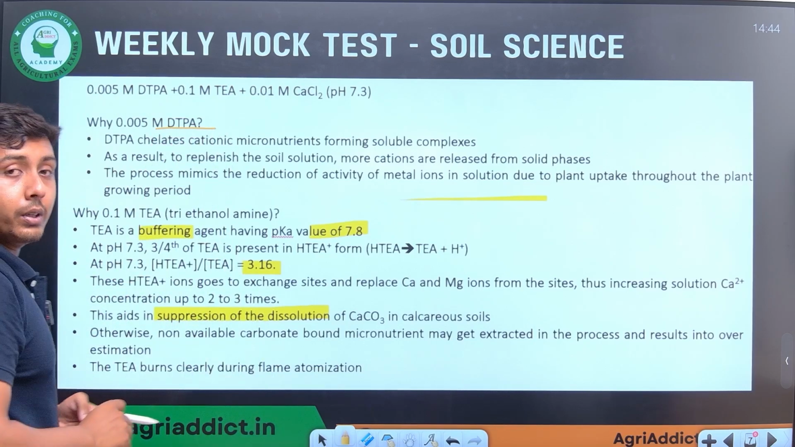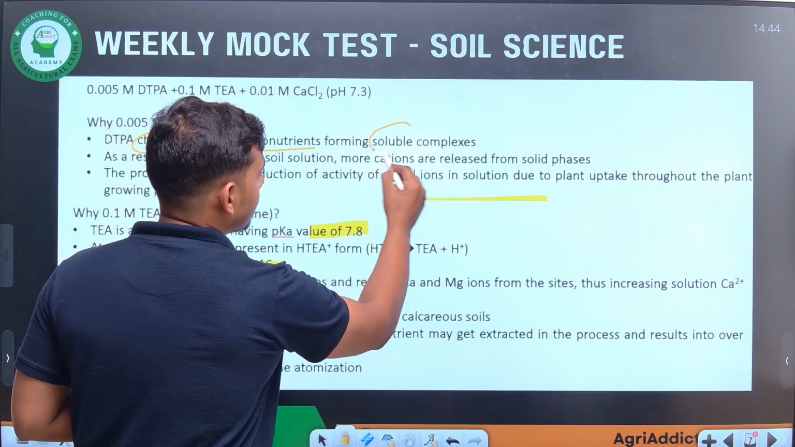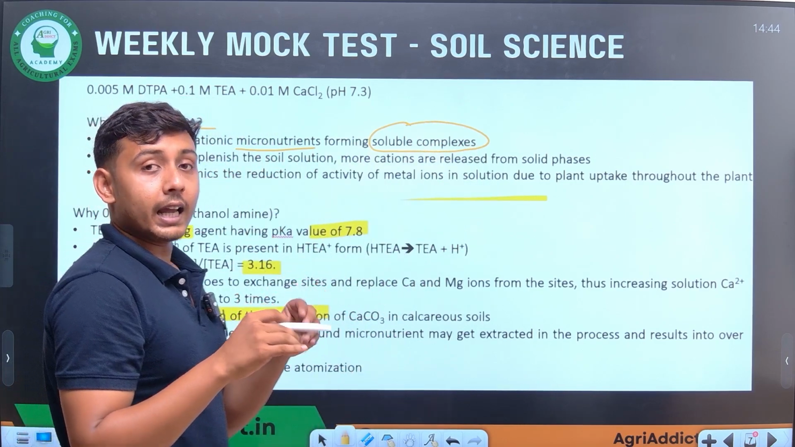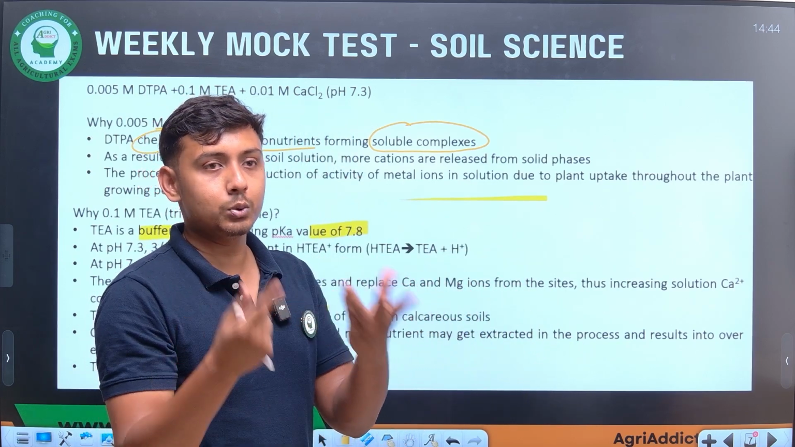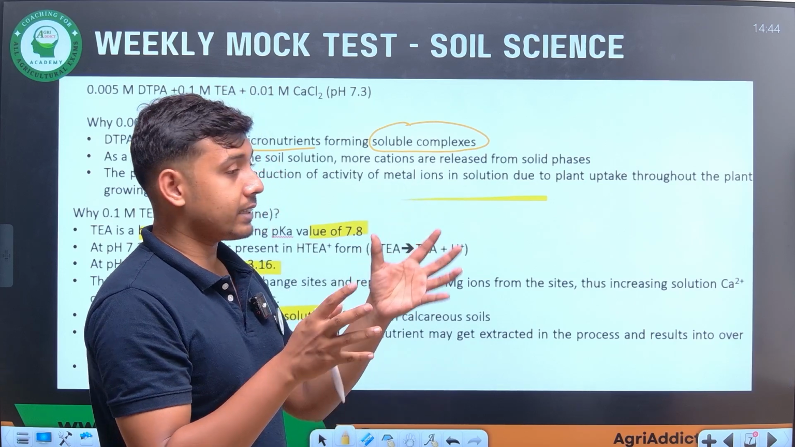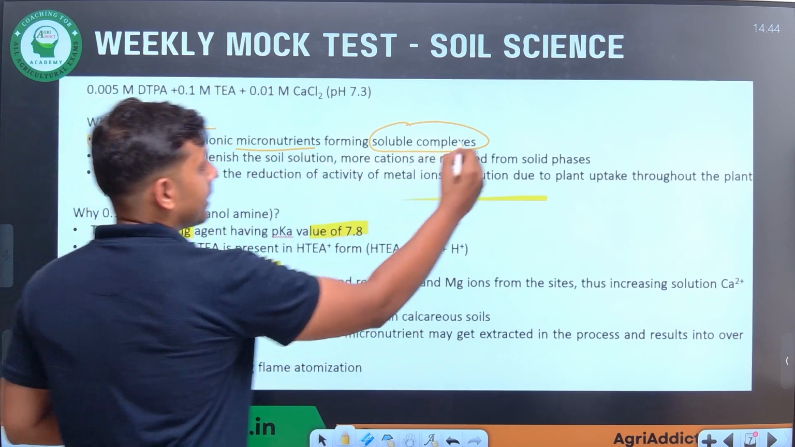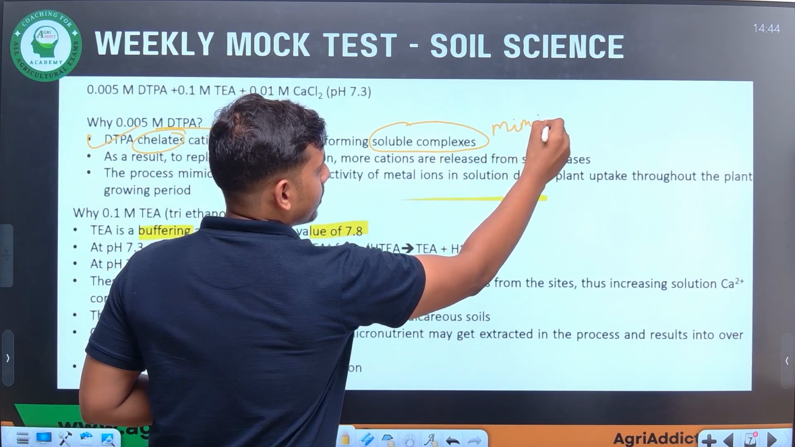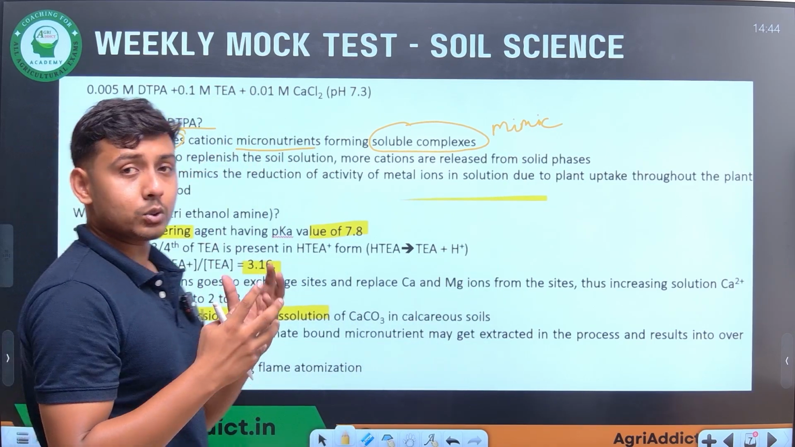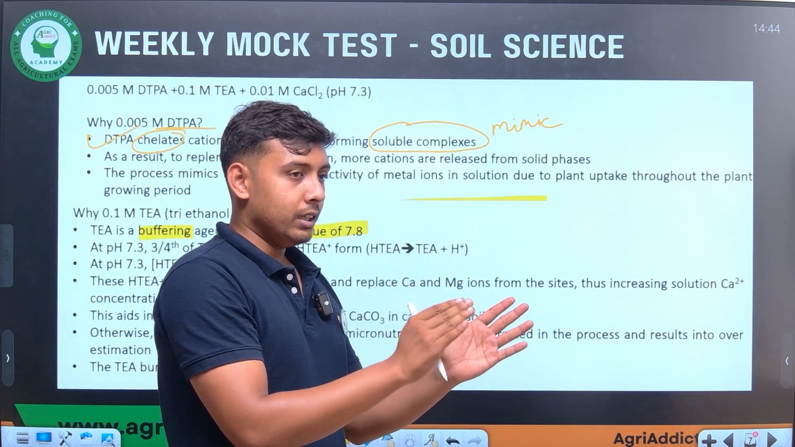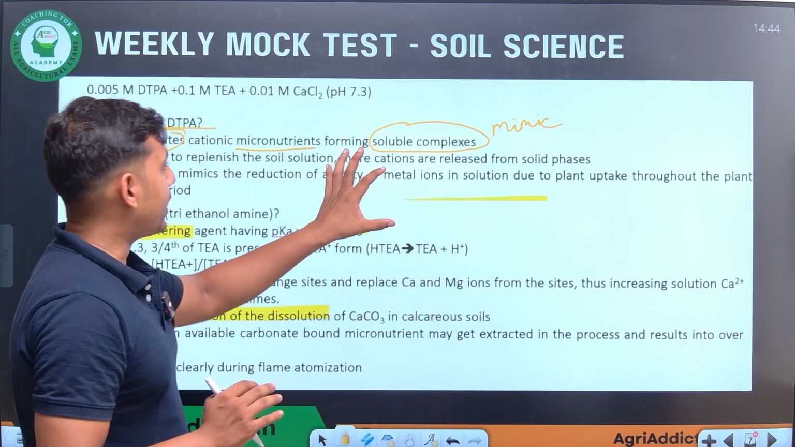DTPA, what it does is it actually chelates the cationic micronutrients, forming a soluble complex. These soluble complexes are like how plants chelate with the organic acids that plant roots exude, or those organic acids can chelate the micronutrient and the plant takes it up. So this system also mimics the same thing as the plant. Okay, so the DTPA chelates cationic micronutrients and it becomes soluble, and that is actually similar to the plant part. In plant soil also this kind of phenomenon happens.